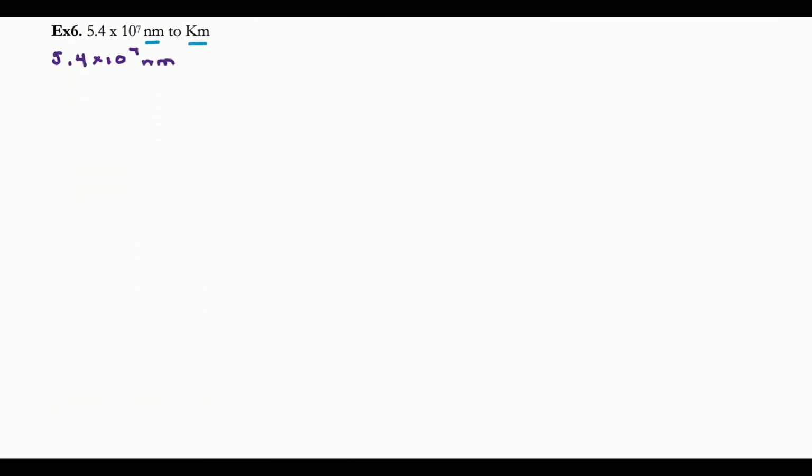Okay, so let's do that. I'm going to get out of nanometers, and I'm first going to get into meters. I don't want to stay in meters, so I'm going to get out of meters, and I'm going to get into kilometers. Based on the table that we just looked at, I know that 1 nanometer is 10 to the negative 9th meters, and 1 kilometer is 10 to the 3rd meters.